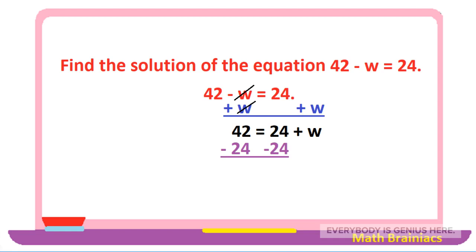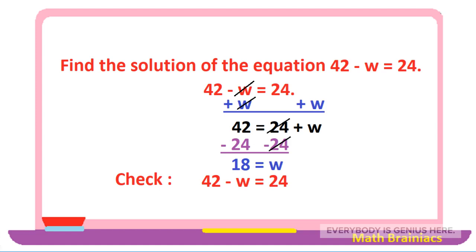On this event, we can subtract the 24 on both sides of the equation. And we can cancel out the 24 on the right side. Correspondingly, it will give us 42 minus 24 is 18. Therefore, w is equal to 18.